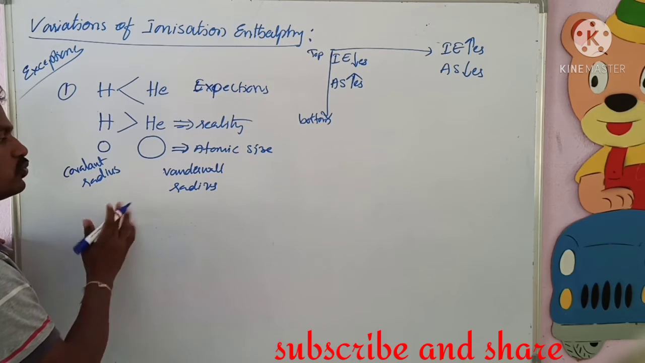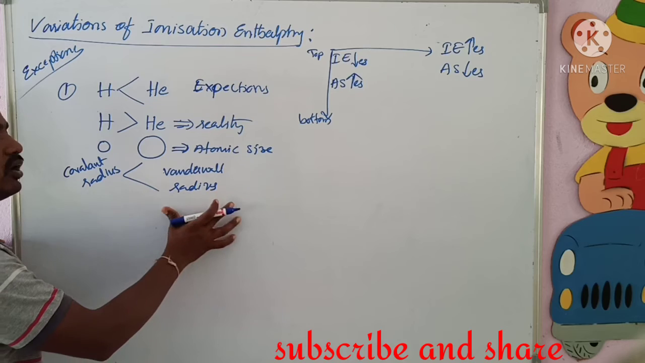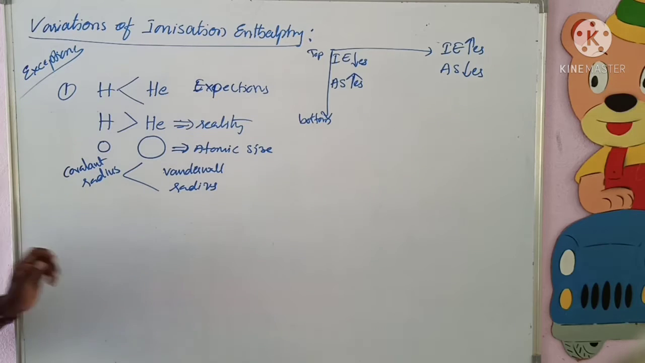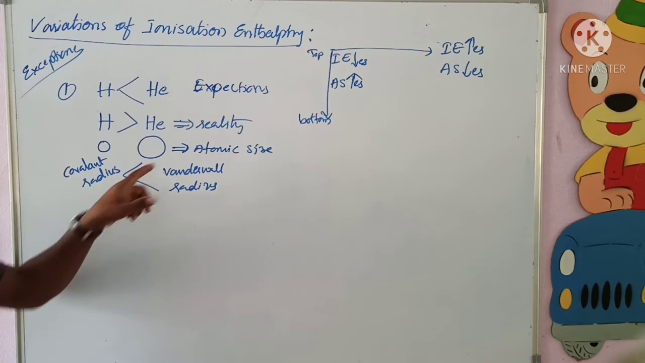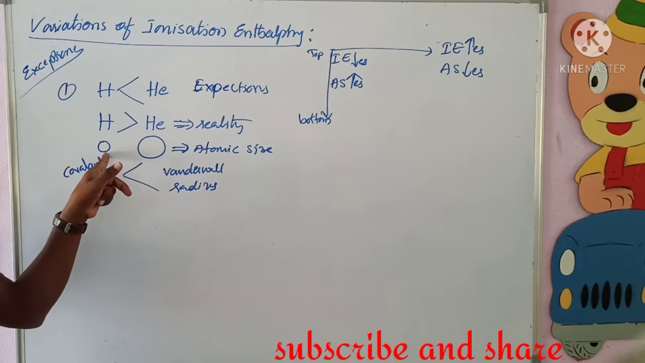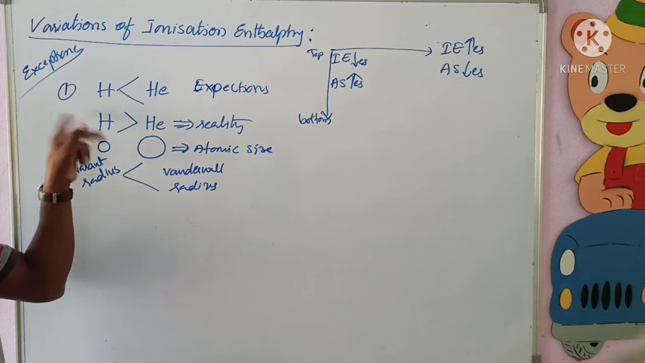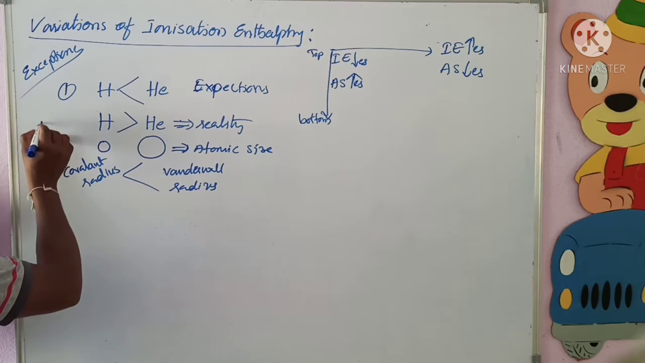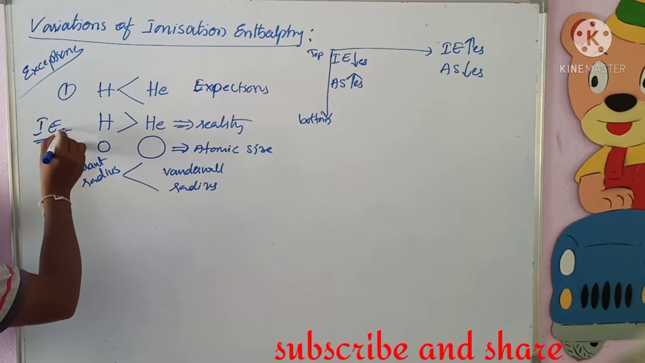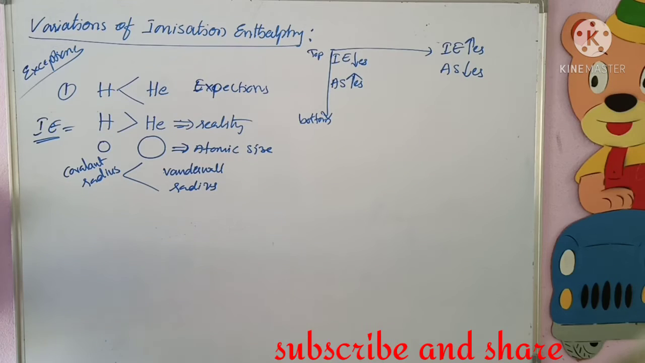Van der Waals radius. In these two, which is a higher value? The van der Waals radius is higher than the covalent radius. This one is more size, this one is less size. More size, less IP, and less size, more IP. That is the ionization energy order.